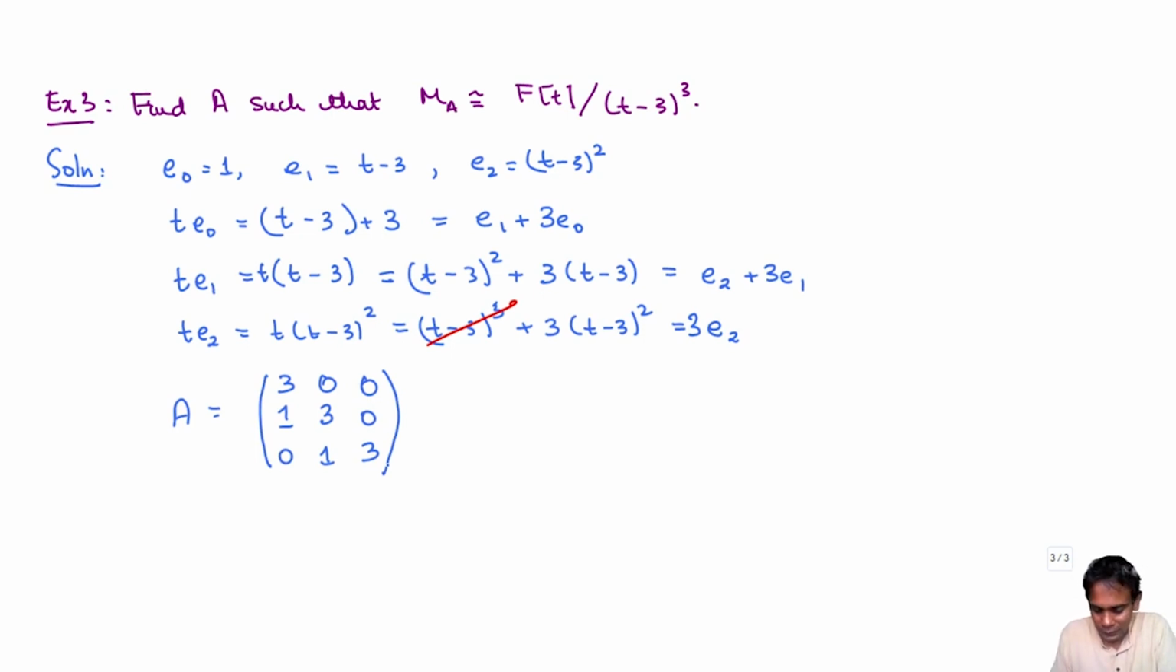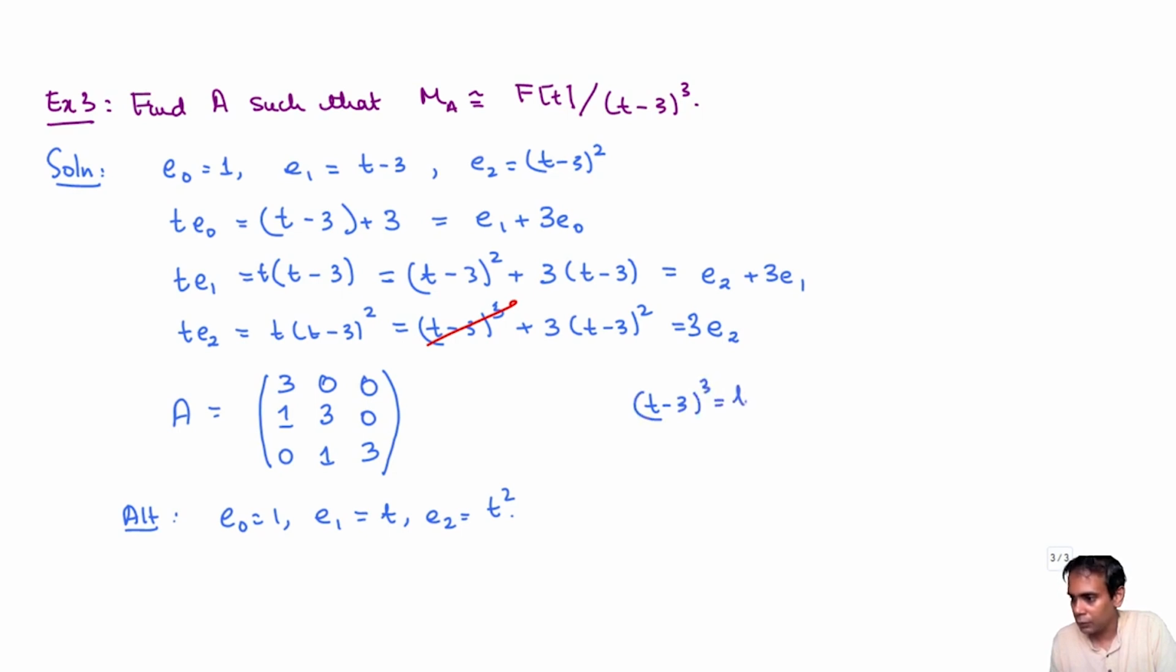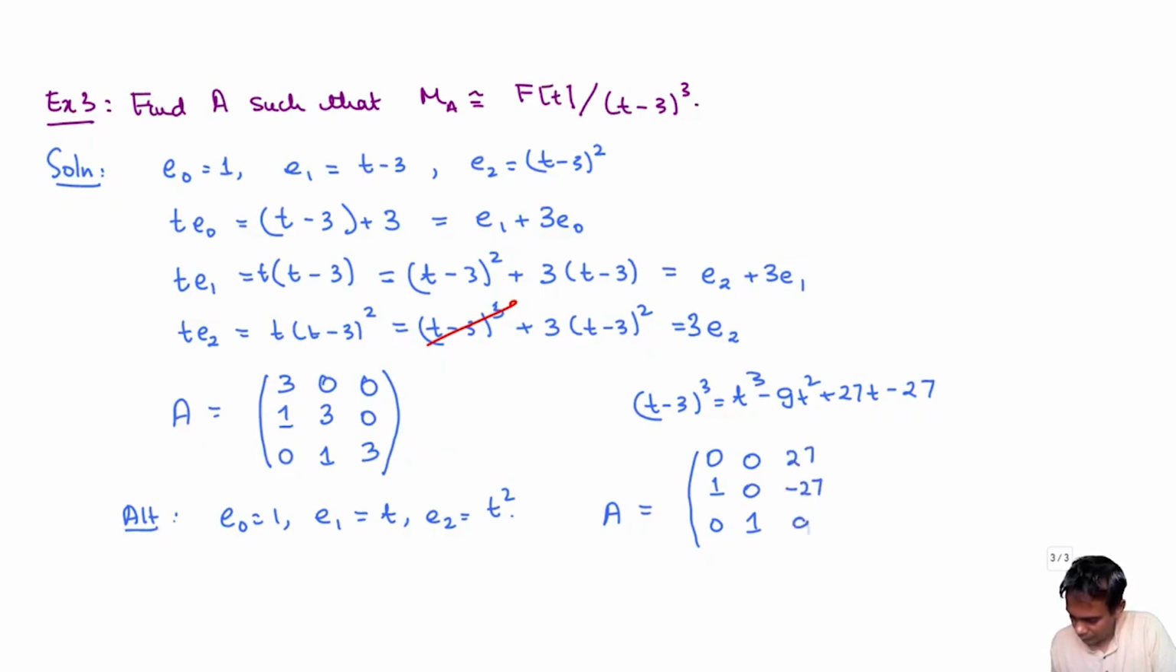Of course, we could have also done this the stupid way. We could have taken E0 equals 1, E1 equals t, E2 equals t squared, and using the fact that (t minus 3) whole cubed is equal to t cubed minus 9t squared plus 27t minus 27, we could have written A is equal to 0 1 0, 0 0 1, 27 minus 27 9, which would also be a correct answer, but I like the first one better.